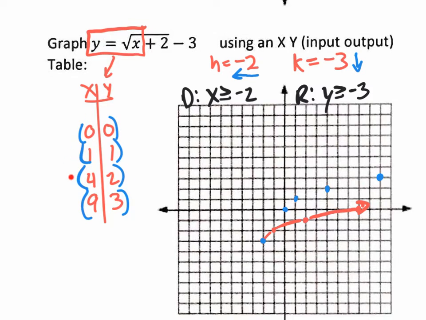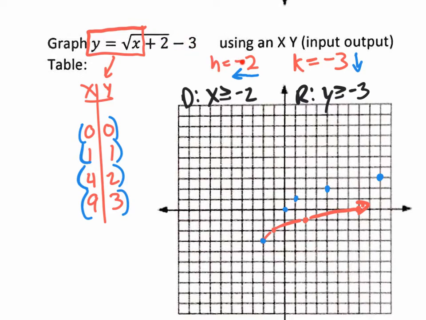So you come up with these coordinates of the original boxed function. That's your parent graph. Those are those blue dots right there. After you graph those blue dots, you need to shift them according to h and k. Think opposite on h, take k for what it is.